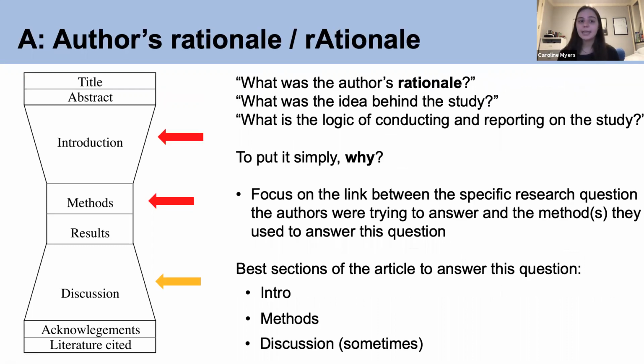The next section is the A section, or the author's rationale, or the rationale. So what was the general idea behind the study, right? Out of the infinite number of possibilities that the authors could have done to answer this question, why did the authors specifically do what they did in D and not something else? The rationale should link this specific question to the actual methods that the authors used, right?